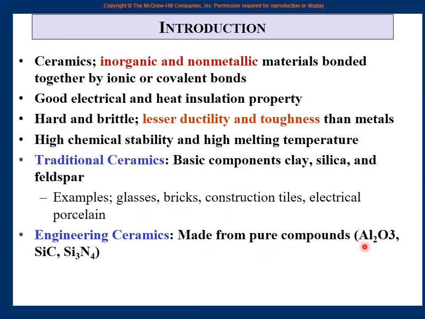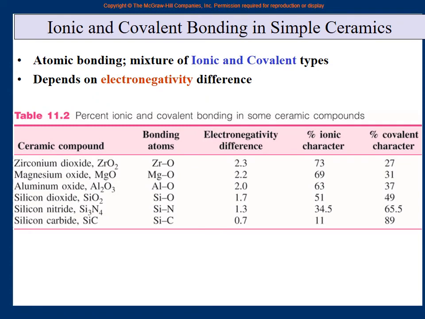So alumina, silicon carbide, silicon nitride, these are some of the new ceramics which are known as engineering ceramics. We will study about more of them. Now here is a table. Here is a table, right? So we are talking of the covalent bond and the ionic bond.